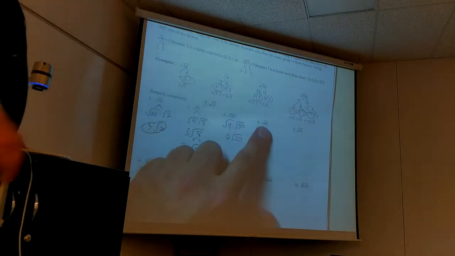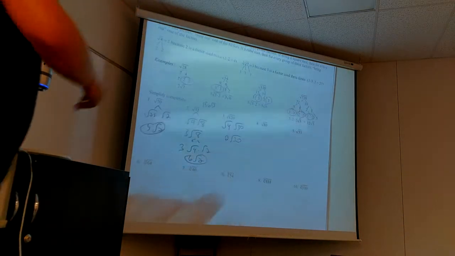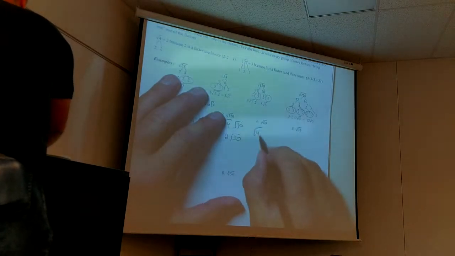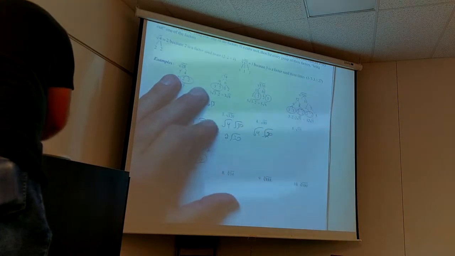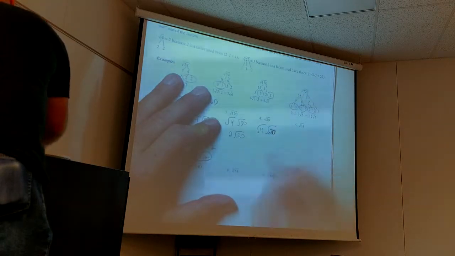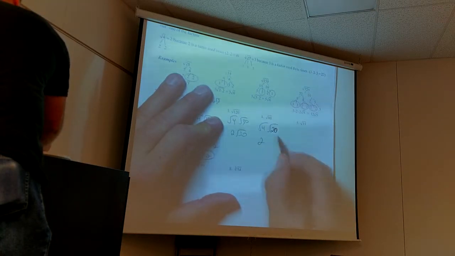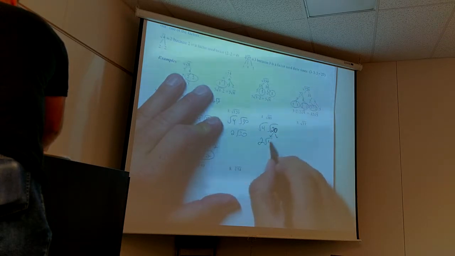Number 4 is another one that you can do in multiple steps. I saw most people doing 4 times 20, like that, right? Very good job. Square root of 4 is 2, but 20 is also square root of 4 times square root of 5.